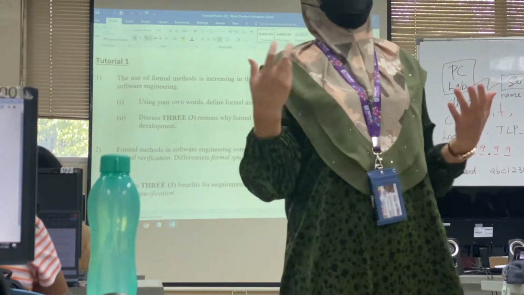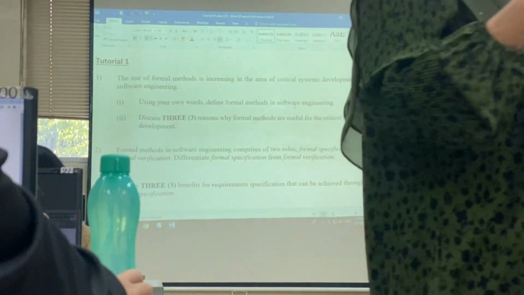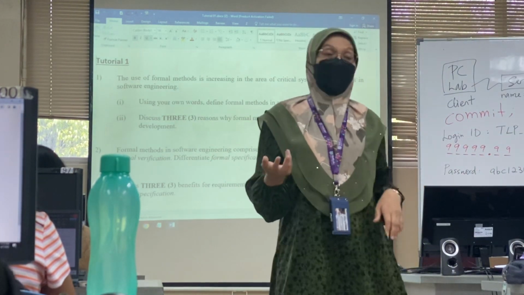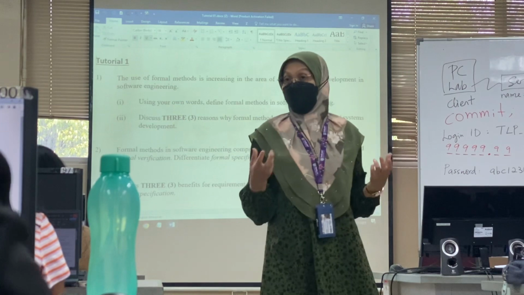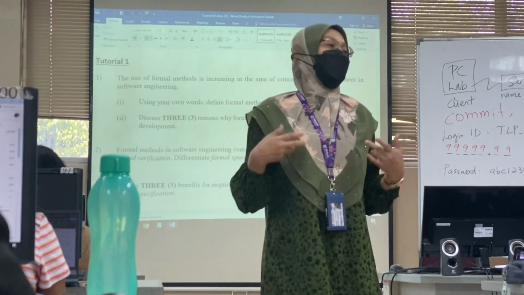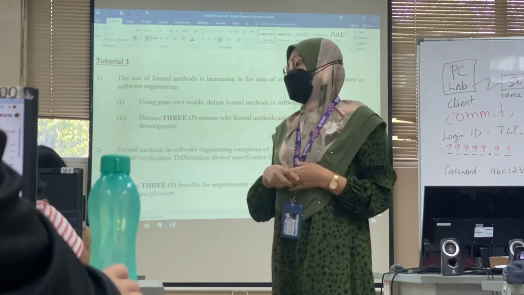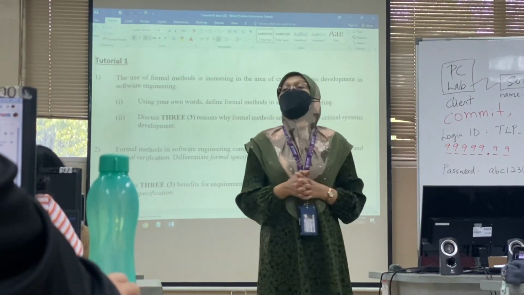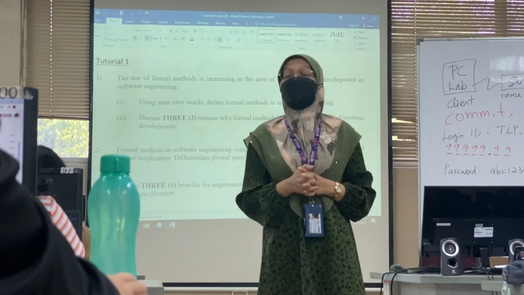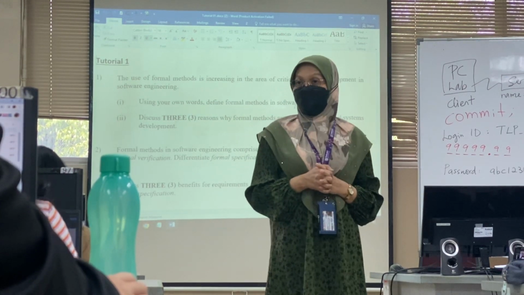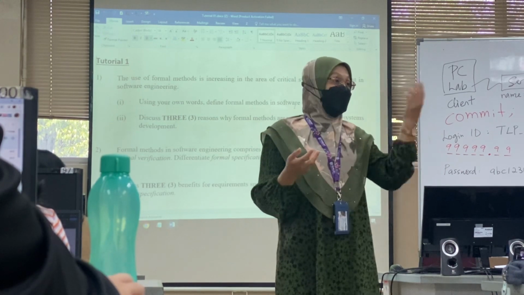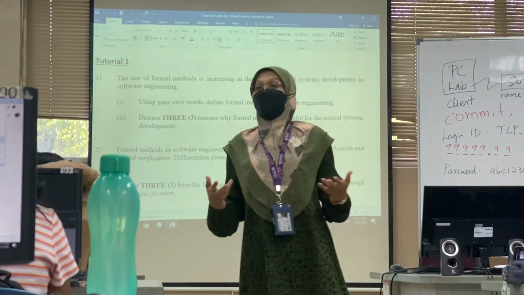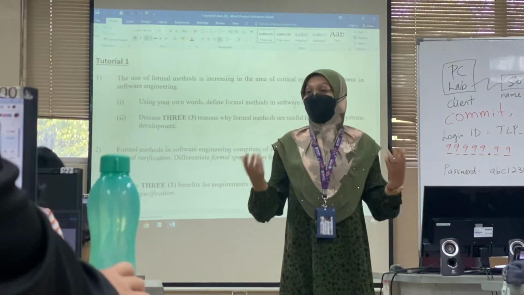So when we talk about formal method, you can do it during formal specification or formal verification. Formal specification, the word specify there means that you are specifying requirements. So mostly when we see the word formal specification, it will be inside the analysis and design phase. Another one is formal verification. Verify means you are trying to check whether what you are doing there is actually correct or not.